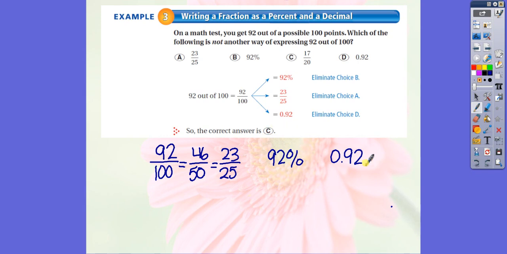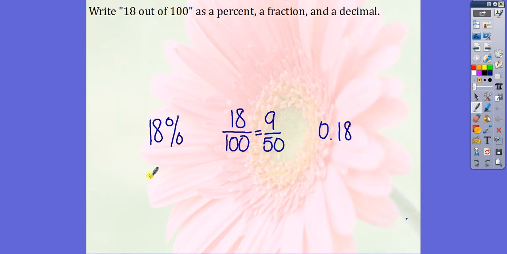And then to turn a percent to a decimal, 2 places to the left. So that means up here that leaves C out. So the correct answer for this particular question, which is not another way of expressing 92 out of 100, would be 17/20.